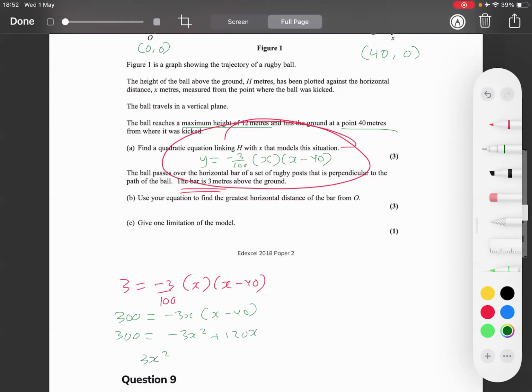3x squared minus 120x plus 300 equals 0. Divide both sides by 3. x squared minus 40x plus 100 equals 0. And then solve this. So the quadratic formula tells us that the answer is x equals 20 plus or minus 10 root 3. So the greatest horizontal distance is 20 plus 10 root 3.